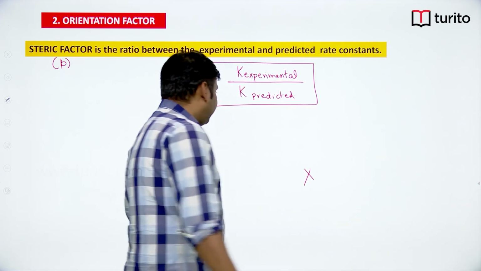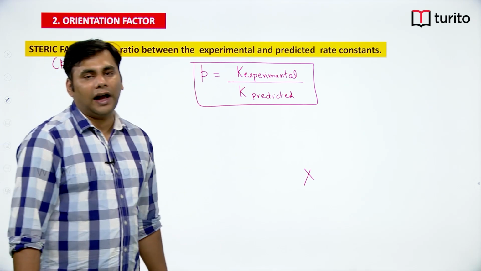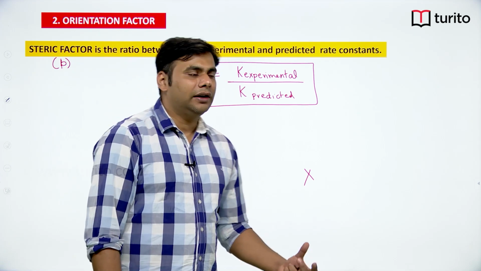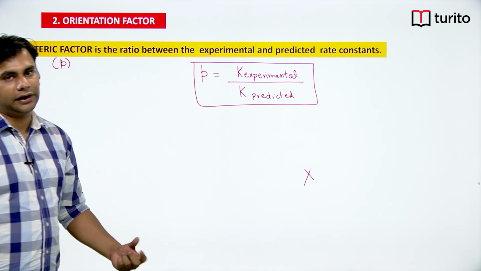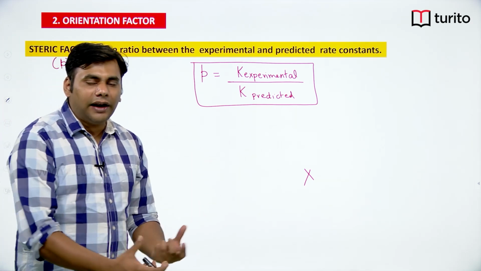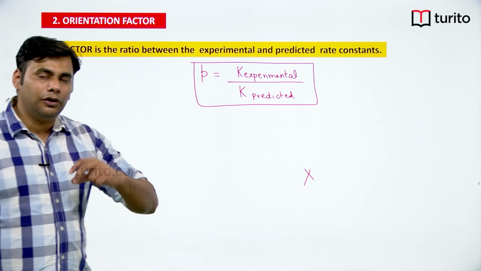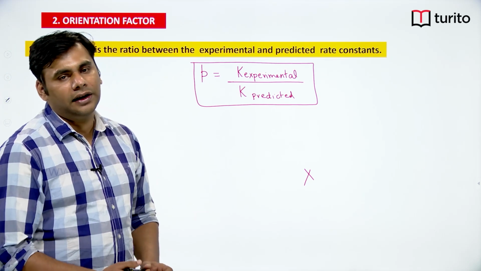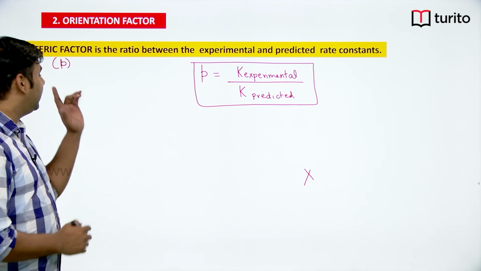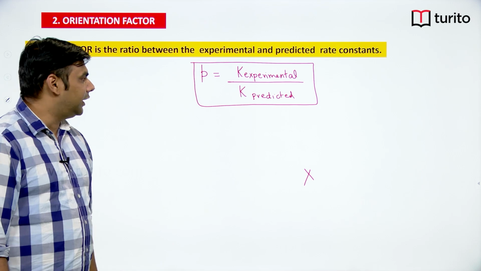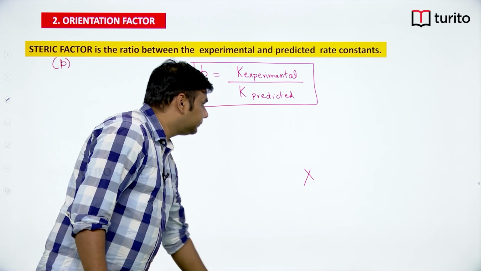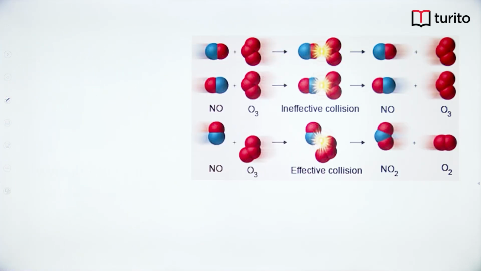So this steric factor takes care of the fact that all collisions might not be effective because of the orientation factor, because they are not colliding in the manner where they can form a product, even though they may have very high energy. So that factor is taken care of by the steric factor, which is the experimental rate constant divided by the predicted rate constant. So let us look at this example.